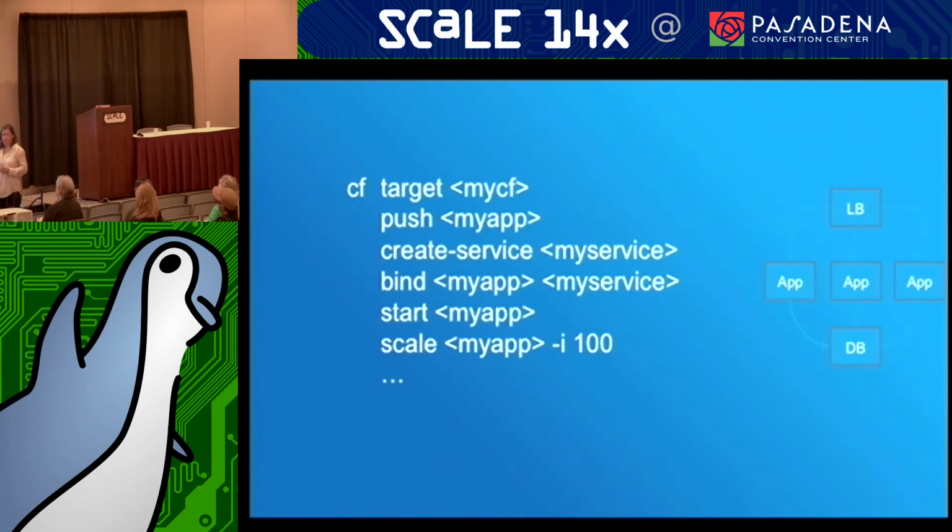Then you do a cf push of your app, which is literally just the files that are part of your application. And then you can create services, so if your application needs a database, a persistent data store, you create a service. Then you bind your app to the service so that they know to work with each other and talk to each other. And then you start your app. And if you want, you can scale it, or you can set it up to automatically scale.